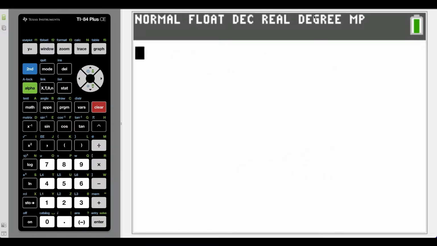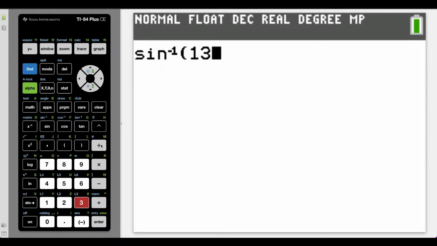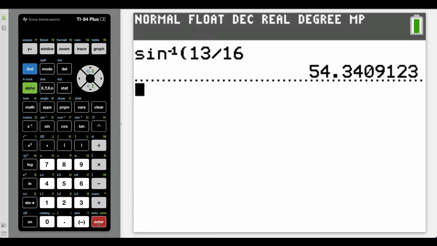So now to work this out, notice we are in degree mode, and we have to get sine inverse. So that's second sine, and then we have 13 over 16. And for this question here, we were rounding to the nearest degree. So this is going to work out to 54 degrees.